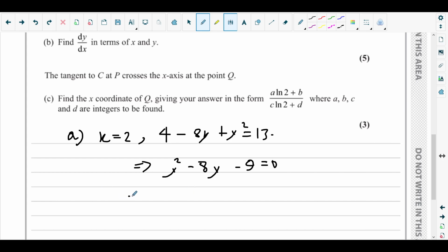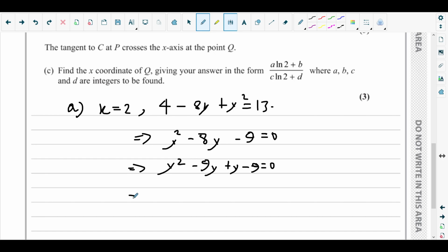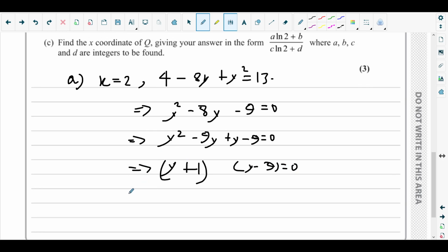So that's a quadratic equation, we can do middle term splitting, isn't it? So that would give you y squared minus 9y plus y minus 9 equals 0. Fine. So y times y minus 9 plus 1 times y minus 9. Done. We got two possible values for y.